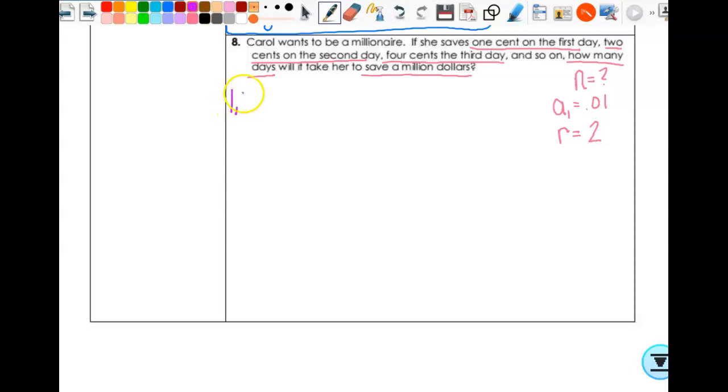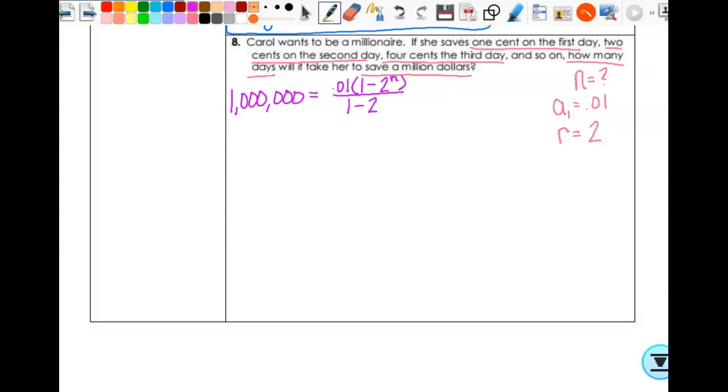So $1 million equals, then I have my little fraction here. I have my first term, which is 0.01 times 1 minus 2 to the nth power over 1 minus 2. I put the exponent on the correct thing this time. Everybody with me?